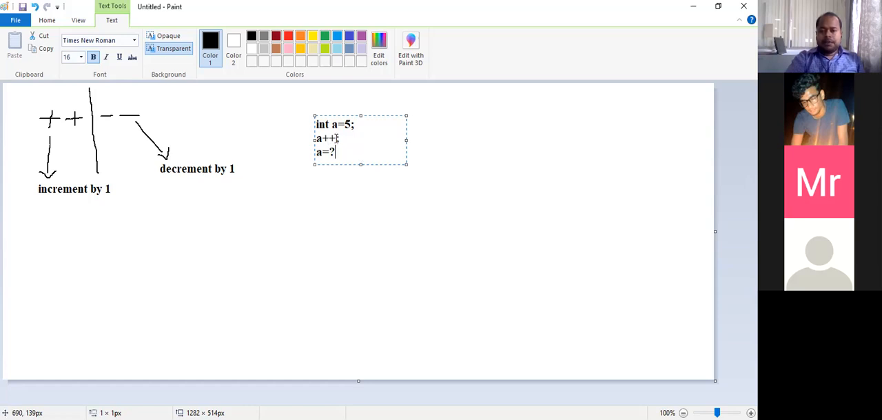Now in place of a plus plus, suppose I am writing again int a equal to 5, okay? Int a equal to 5. Plus plus a, then I want to know the value of a.